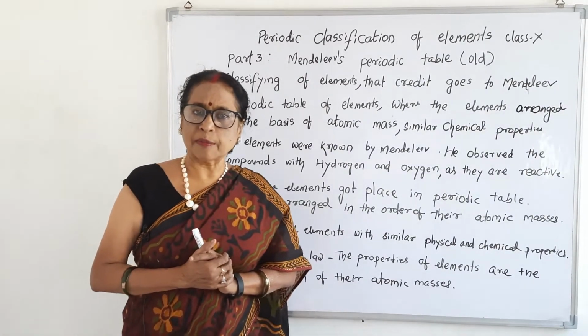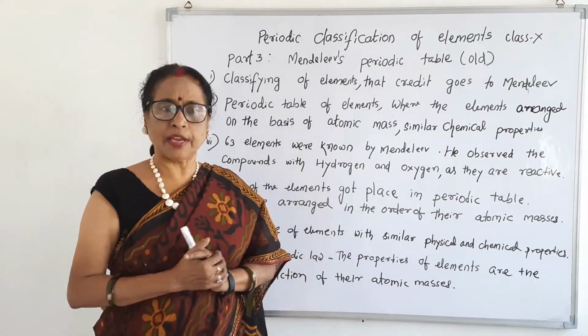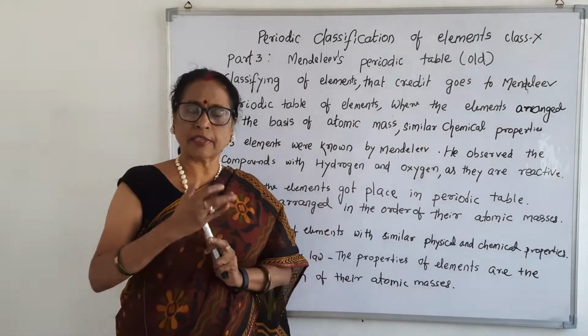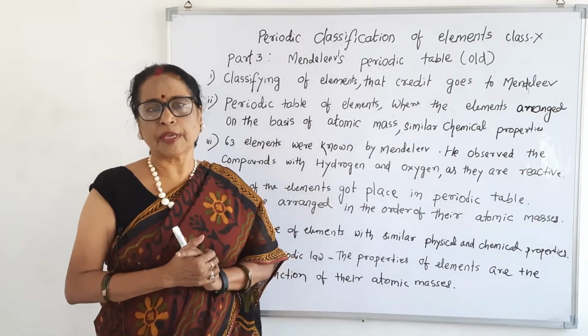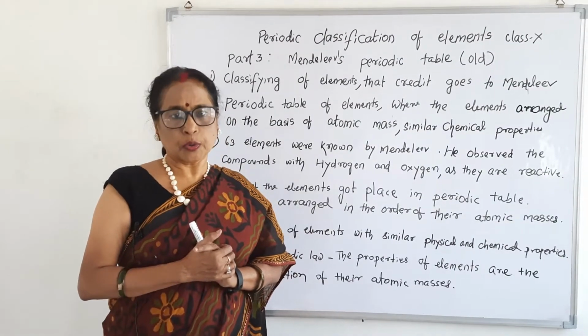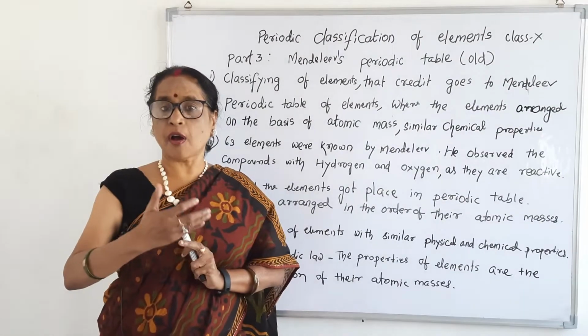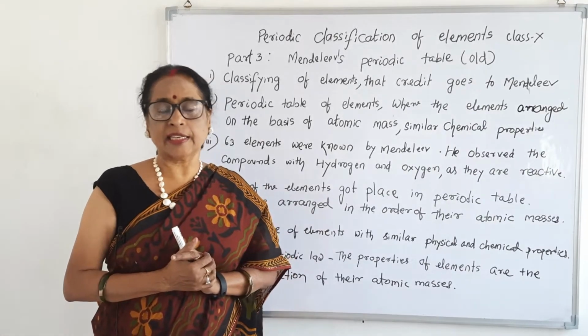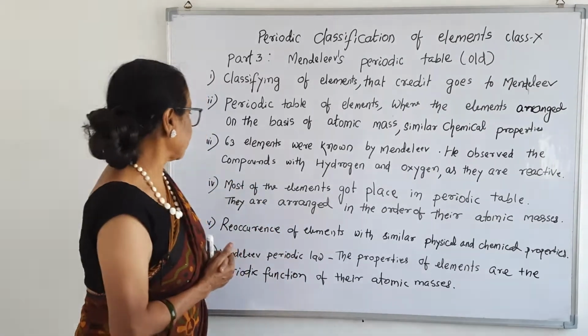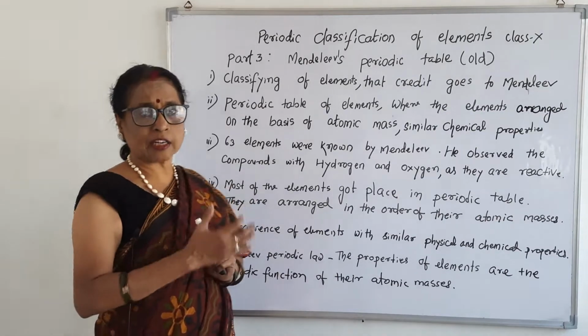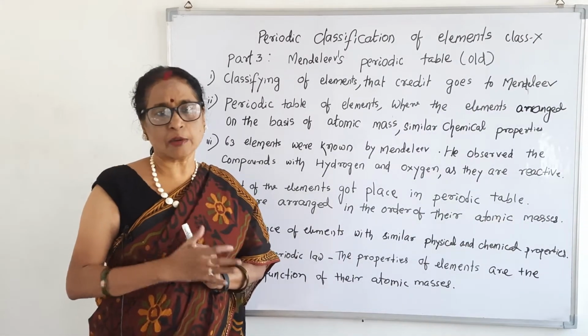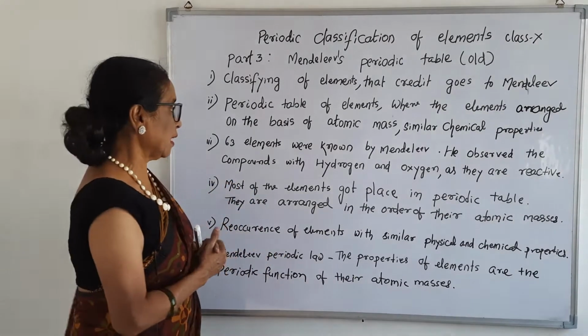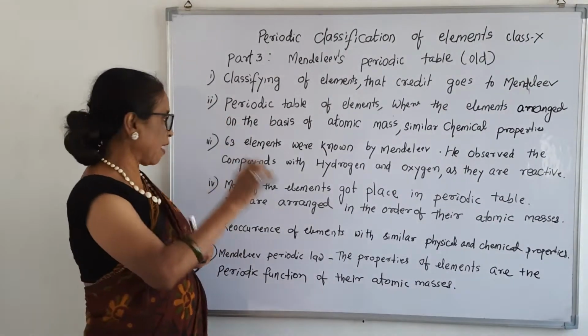So what is atomic mass? Atomic mass means the weight of an element compared to the mass of the hydrogen atom, that is, how many times heavier than hydrogen it is. Atomic mass was calculated and discovered first, and that is why atomic mass is the important factor.